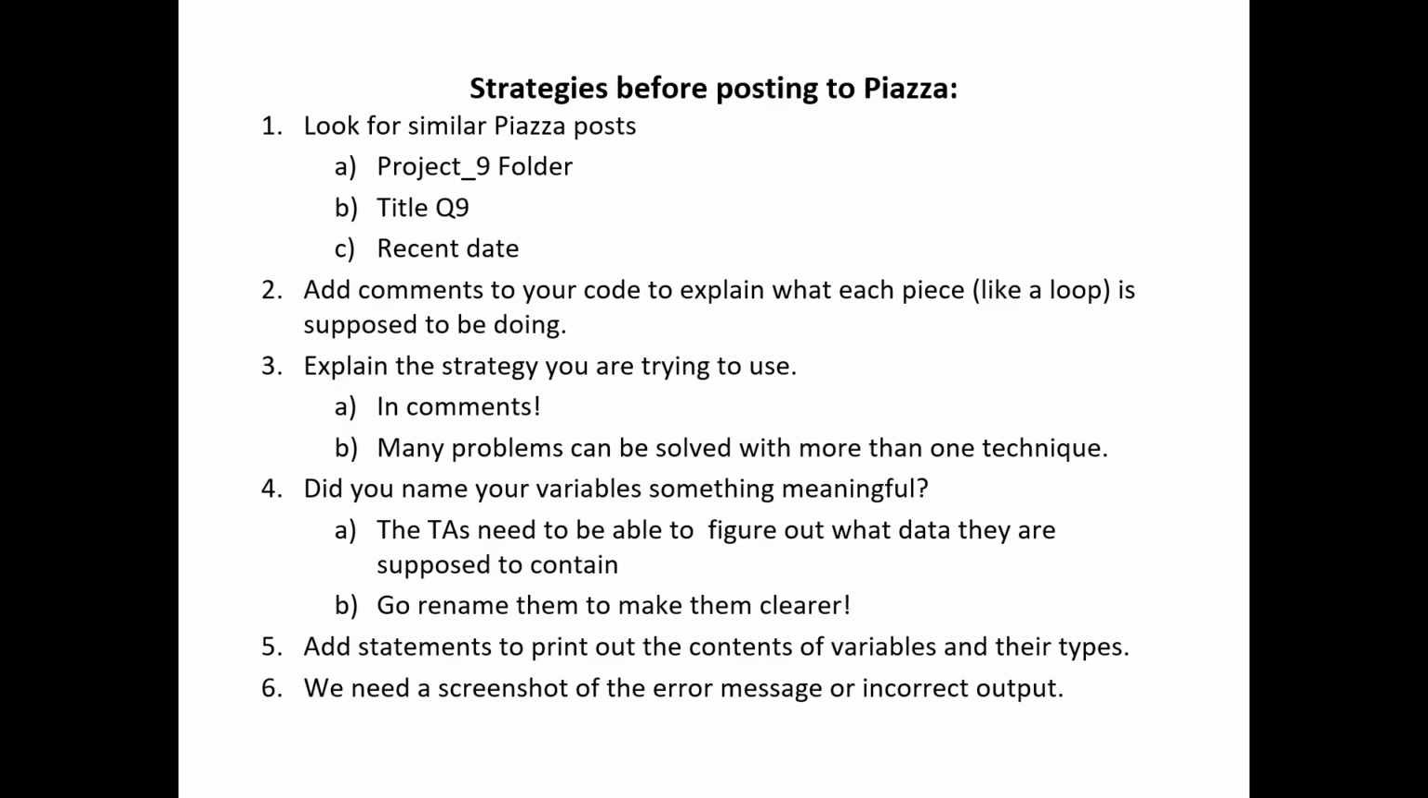As you're about to post something to Piazza, go back and add comments to your code to explain what each piece is supposed to be doing. If you have a loop that's going to add things to buckets of a dictionary, put a little comment in so that when the TAs read your code, they can say, oh, I see what this loop is supposed to do. And take a little bit in those comments to explain the strategy that you're using. If you're bucketizing by the year, or by an actor or a director, put that in the comment so we can see what you're doing. A lot of these problems can be solved by bucketizing more than one way or trying different things, so by just explaining what you're trying to do, that'll help us spot what's going wrong a little more easily.